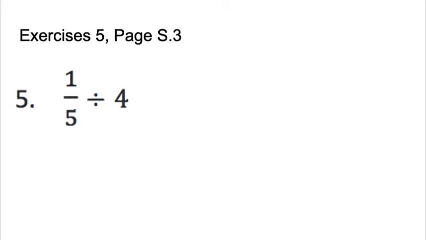Okay. So this last one, again, let's go ahead and do it here. And I'm going to go ahead and just put this. So this is really 1/5 divided by 4/1. We can always do that with a whole number. So that is 1/5 times the reciprocal of 4/1, which is 1/4. And we end up with 1/20.